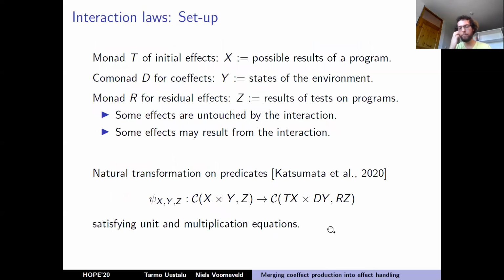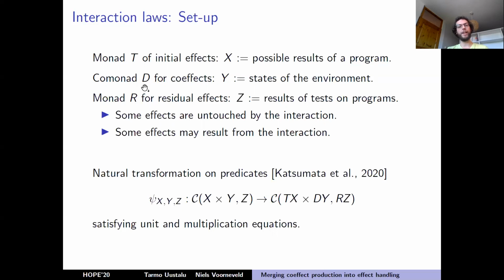So now what we want to look at is, we have monads on one side that represent the initial effects and a co-monad on the other side that represents the coeffects of the environment, and how do they interact. This interaction is described using an interaction law, which was featured very recently in the LICS 2020 paper by Katsumata et al. In this situation, we have a monad of initial effects that the program can raise, and a variable x that gives the possible results of a program.